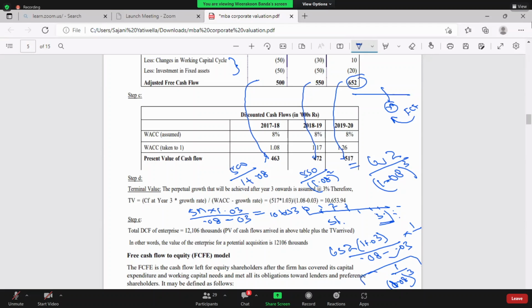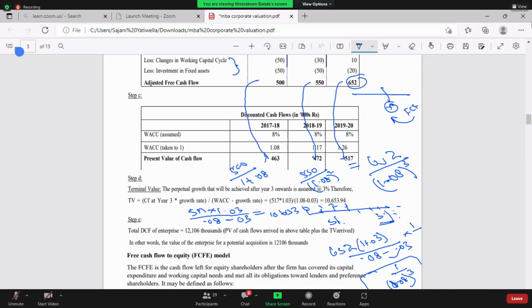Otherwise, we consider the continuation value concerning this 652 into 1 plus 0.03 divided by 0.08 minus 0.03. So that is the continuation value. So here taken all the values here. So check whether you can get the value here. First you can estimate the value like here, and then discount taking 1 over 1.08 to power 3. Because we realize that value at the end of year 3.